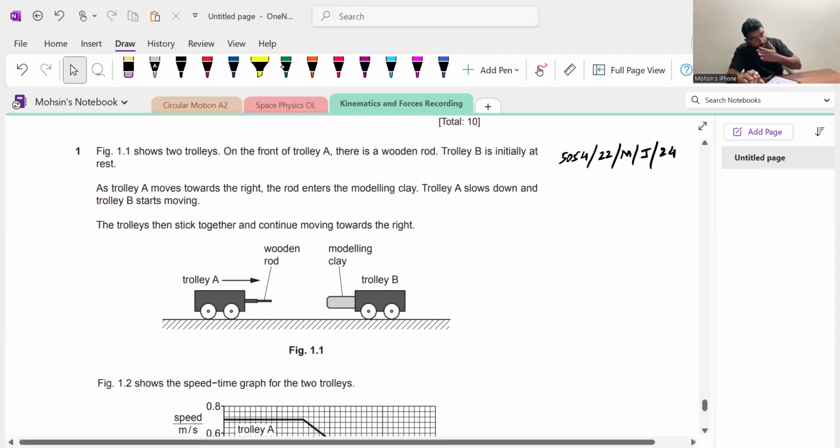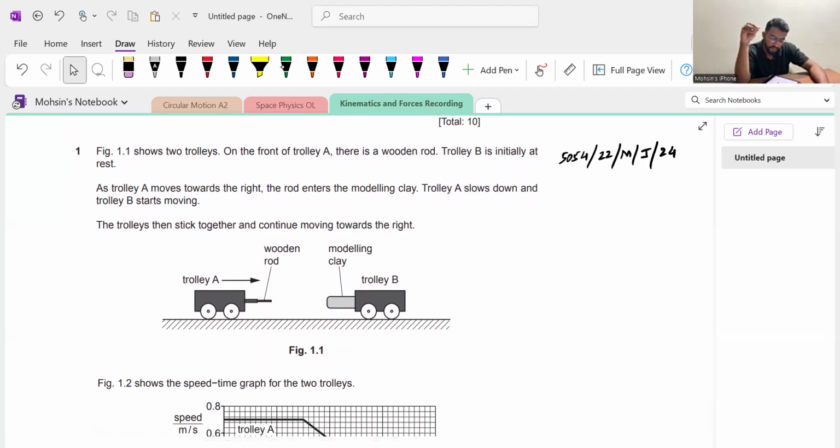Figure 1.1 shows two trolleys. On the front of trolley A, there is a wooden rod. Trolley B is initially at rest. Right side trolley B is at rest and trolley A is moving. As trolley A moves towards the right, the rod enters the modeling clay. Modeling clay is there on trolley B. Because it's clay, when the wooden rod strikes it, it is going to penetrate into the clay. So trolley A slows down and trolley B starts moving. The trolleys then stick together and continue moving towards the right.